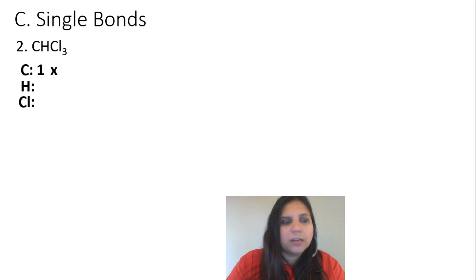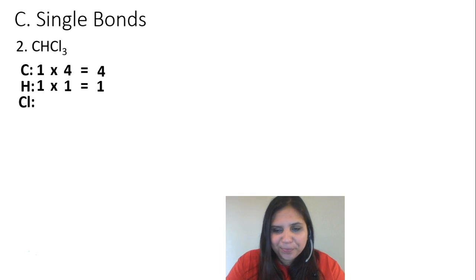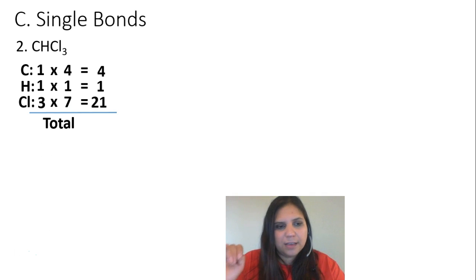So 1 carbon, carbon's in 4A, has 4 valence electrons. Hydrogen is in group 1A, has 1 valence. And then chlorine is in group 7A, there's 3 of them, so 3 times 7 gives me 21. Okay, all right, so then what do we do? We're going to add them up. And in total, I have 26 valence electrons that I'm going to place around this molecule.